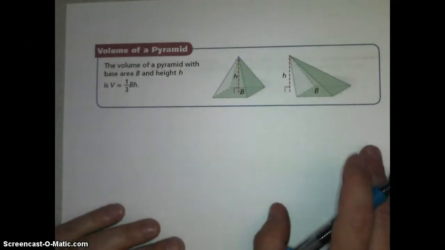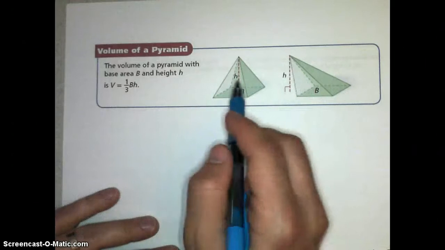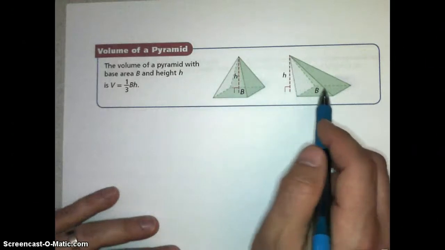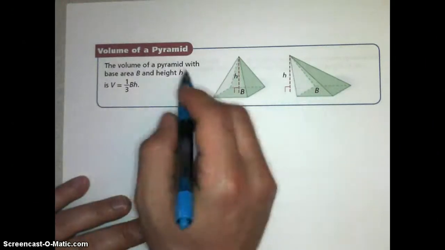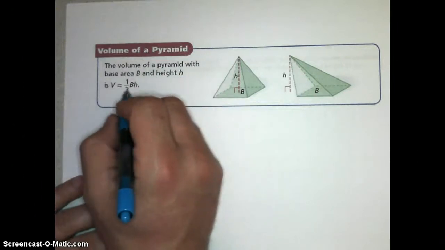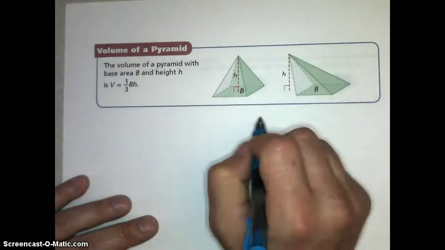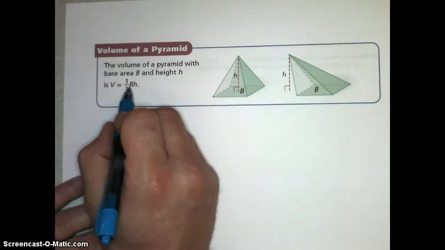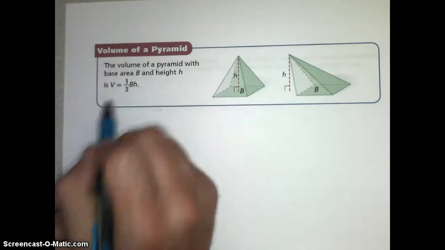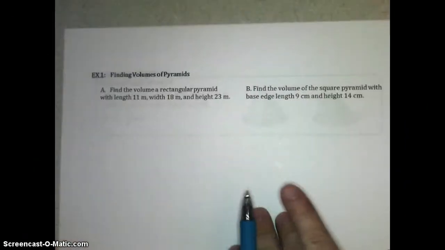First, let's look at the volume of a pyramid formula. If we've got any kind of pyramid, and it doesn't matter if it's a right pyramid or oblique pyramid, the volume of a pyramid with a base area B and a height h is just 1/3 base area times height. Doesn't matter what the pyramid looks like. We can still take the base area, multiply by the height, but then we take 1/3 of that. So let's use that formula as we do example 1.